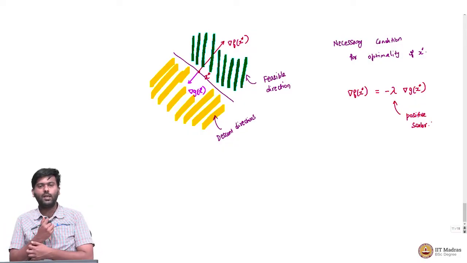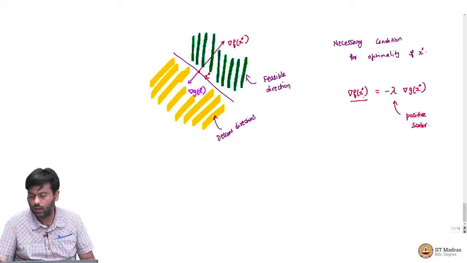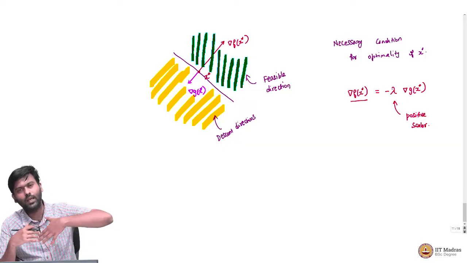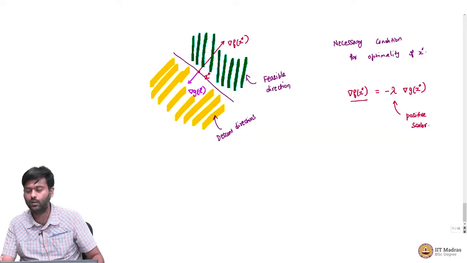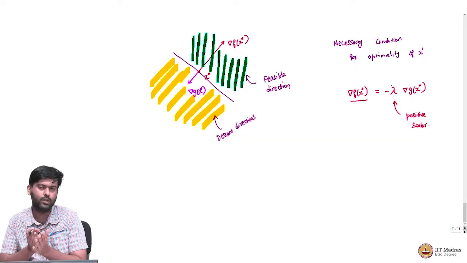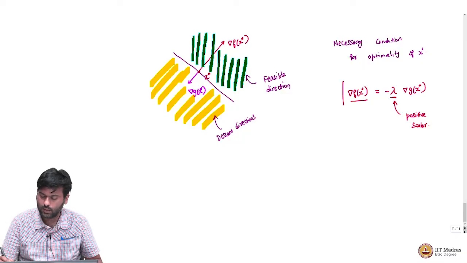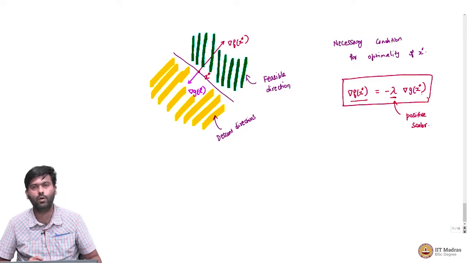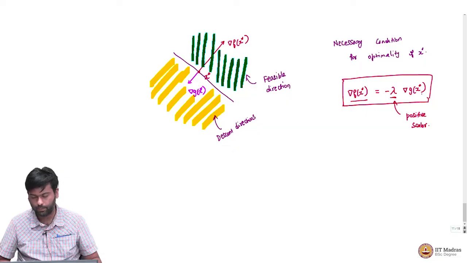Right. So, there exists some positive scalar lambda such that del f of x star is equal to minus lambda del g of x star. The direction is the same, but the length could be different, and so you have a scaling factor here which is given by lambda. Now, this is the condition that one would want to check. This is a necessary condition for optimality of x star for a constrained optimization problem.